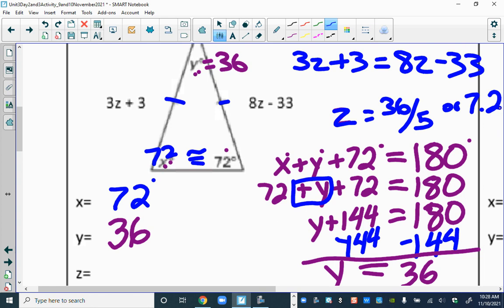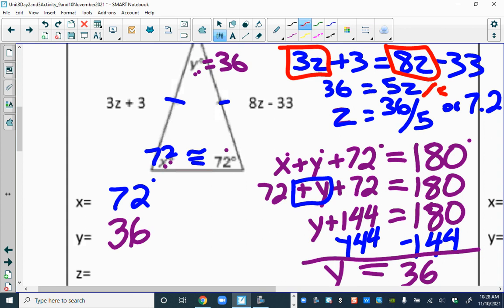So that's what's going to happen here. If you do your moving around, after the two steps you would have something like 36 equals 5z. And then in the end, after you do your dividing by 5, you will get 36 over 5, which is 7.2.